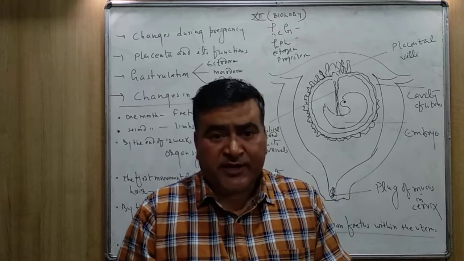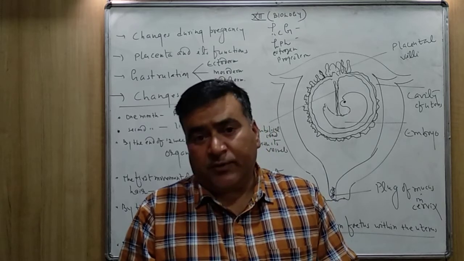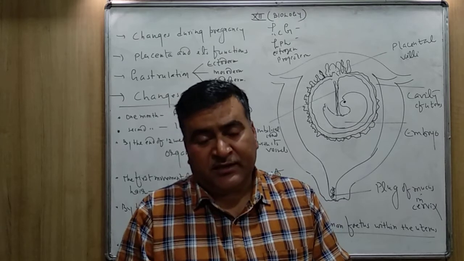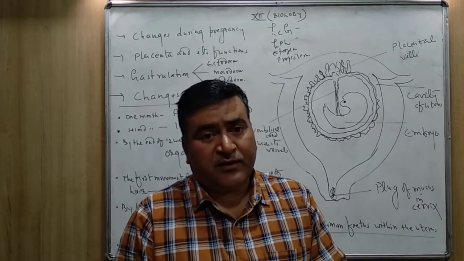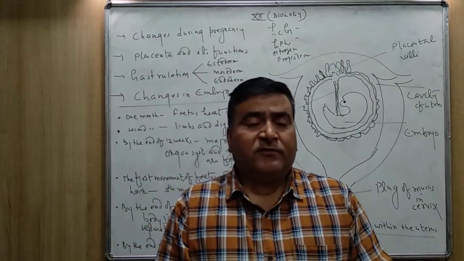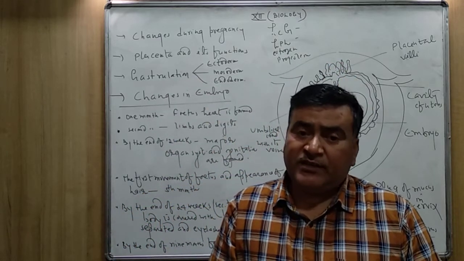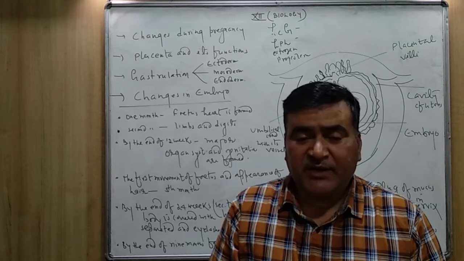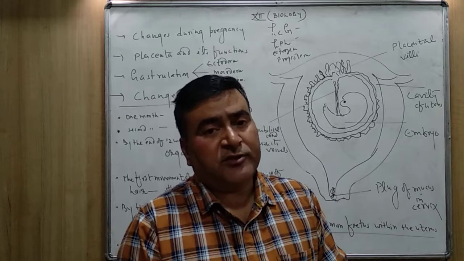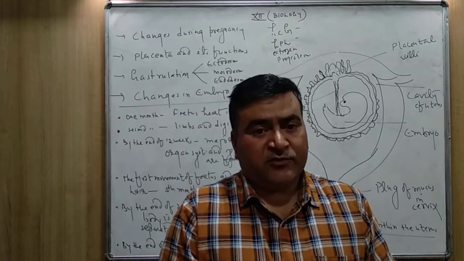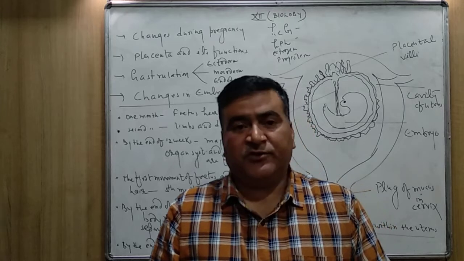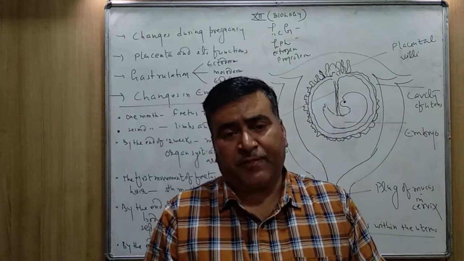So many functions. You have to make a list. It supplies nutrients to the fetus. It also supplies oxygen to the fetus. The placenta collects all the waste materials generated by the fetus, and the placenta also acts as endocrine tissue which produces so many hormones like HCG, HPL, estrogen, progesterone, etc.